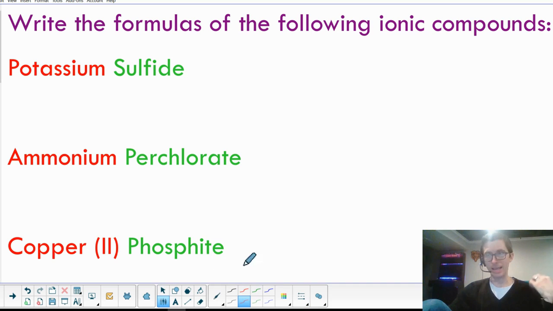And again, maybe you caught on to this earlier. So let's do all three. We're going to do the cation for all three at the beginning, then we'll do the anions, and then we'll put them together to get the formula. So, potassium.